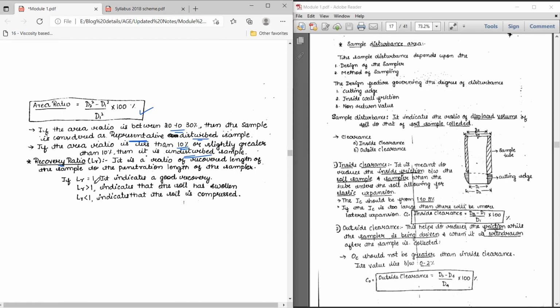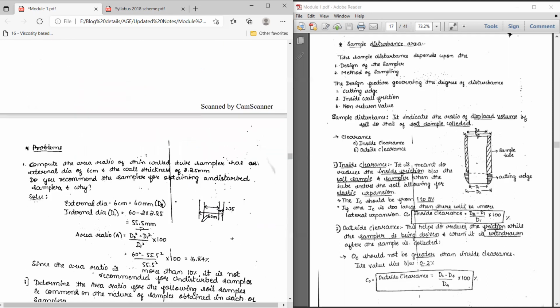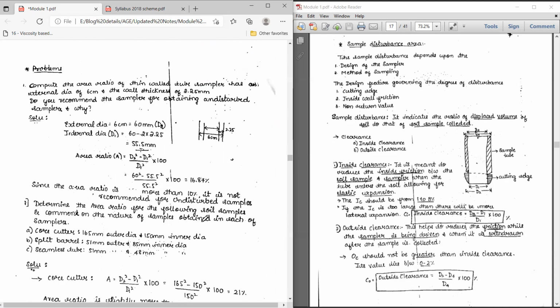So if the recovery ratio is equal to 1, then it is a good recovery. If the recovery ratio is greater than 1, it indicates that the soil is a bit swollen. And if the recovery ratio is less than 1, it indicates that the soil is compressed. Now, by using these formulas, let us take certain problems, in order to say whether the soil sample is disturbed or undisturbed.